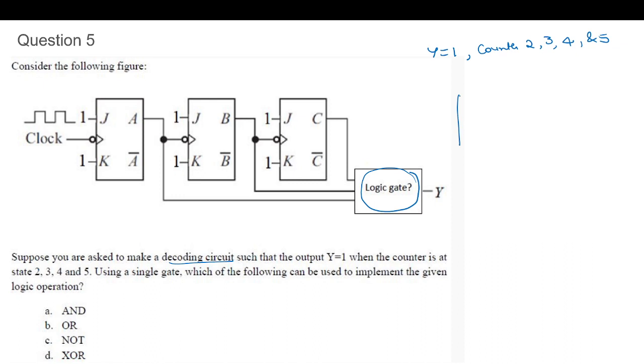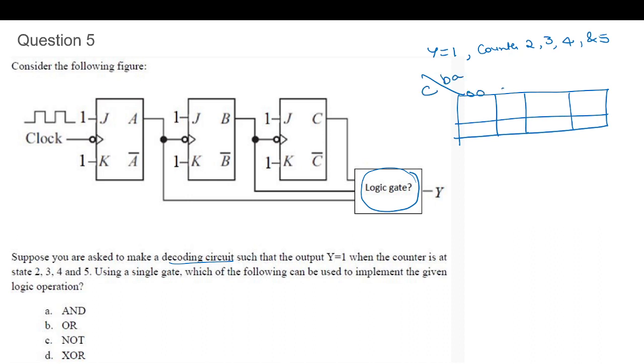So if we consider in this order, the counting is considered as A, B, C. A has the LSB and C has the MSB. Then it is 2, 3, 4, and 5. These are the values for which the output should be 1.